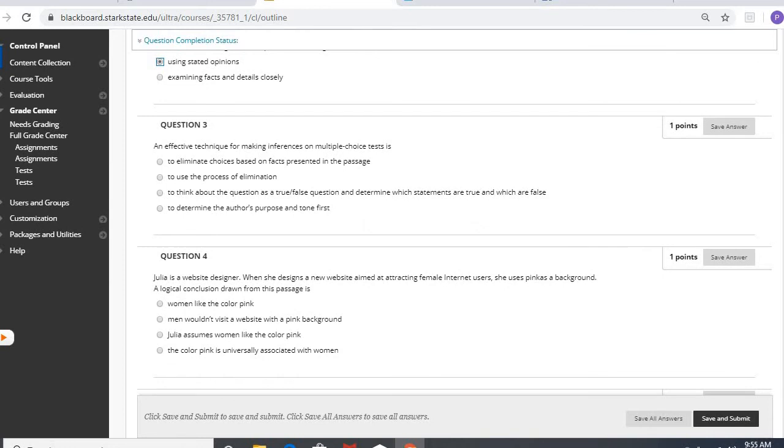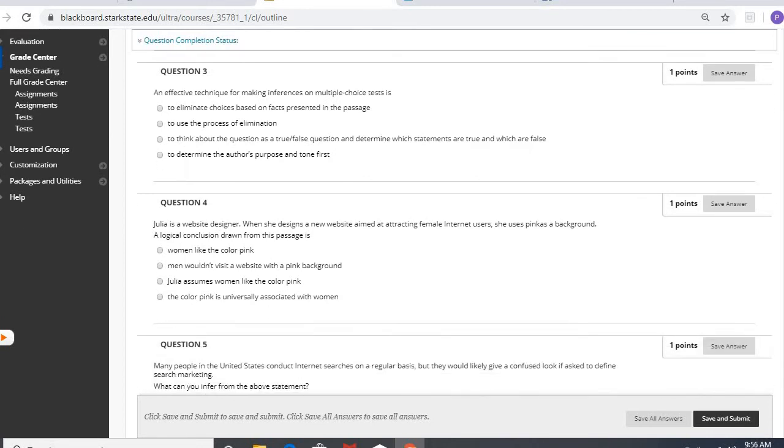Because either of them could have applied to be helpful, but using stated opinions is not as helpful. All right, question 3. An effective technique for making inferences on multiple choice tests. So yeah, eliminate choices, that's a really general multiple choice technique. Again, process of elimination, pretty general multiple choice technique. This one is helping you with inferences, to think about the question as true, false, and determine which statements are true and false. That is an inference-based technique to see if, hey, could we use this and go back into the paragraph and prove it true or prove it false? So that's a specific inference technique.